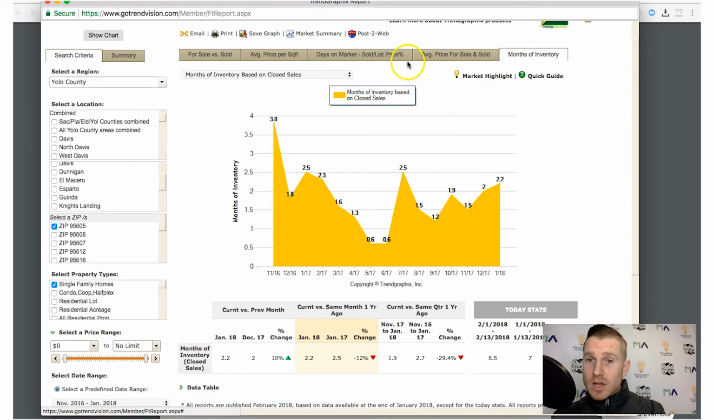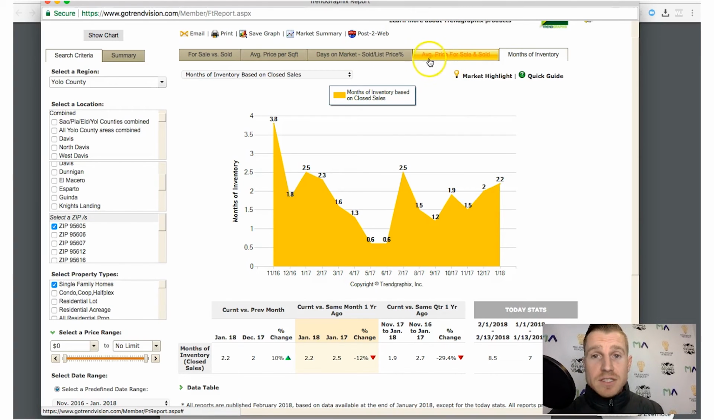So we got months on inventory, which basically tells me, hey, I'm probably still going to shoot for an aggressive price, but know that it could be trending up. And this might be something I want to keep an eye on in case I need to reduce my price and get the property in escrow a little bit faster.